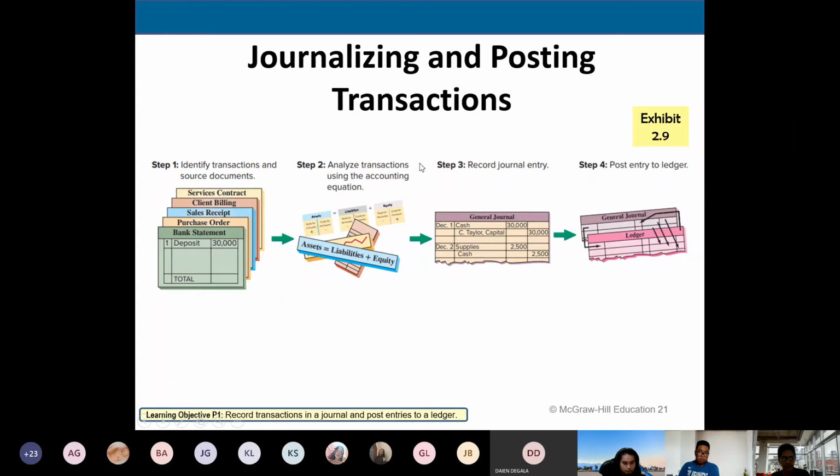Okay? You have to analyze if that transaction or if that source document affect our general accounting equation. Okay? Kasi kung hindi, magme-memo entry lang tayo. What does memo entry mean? Ang memo entry does not require a formal entry. Walang debit, wala tayong i-debit, wala tayong i-credit.